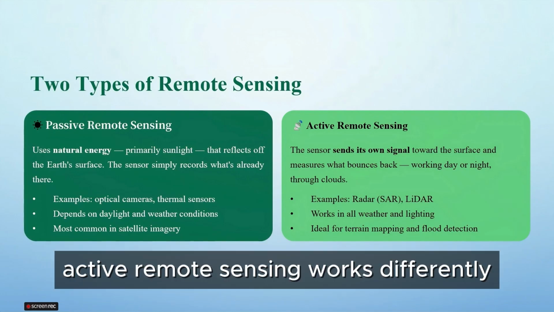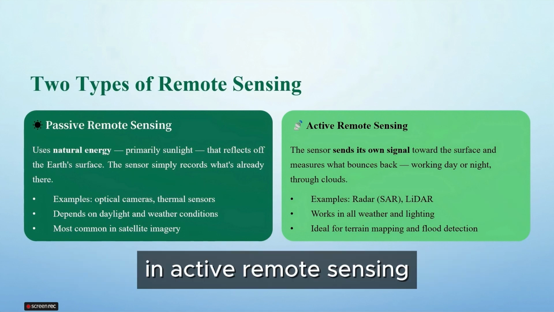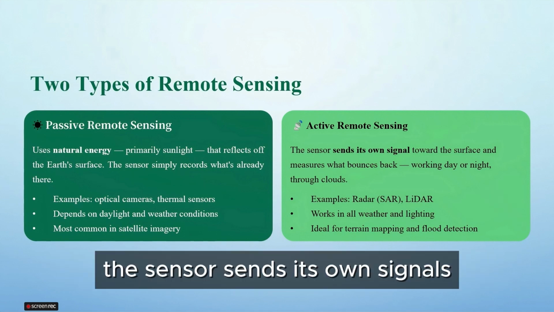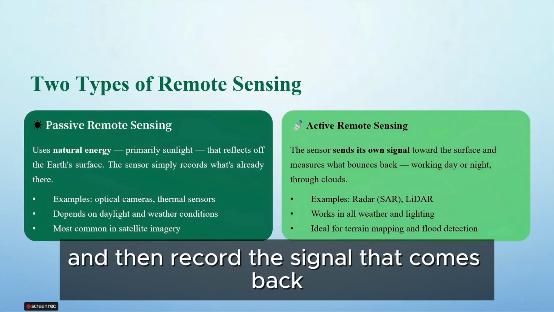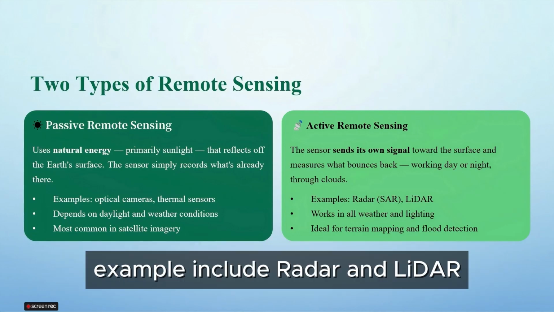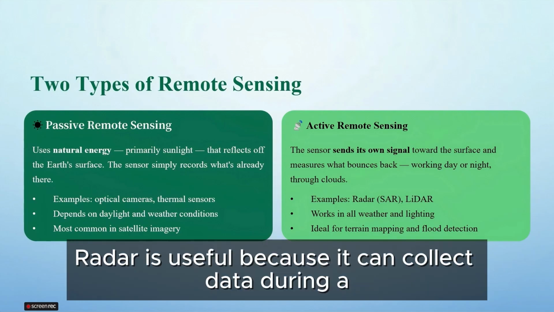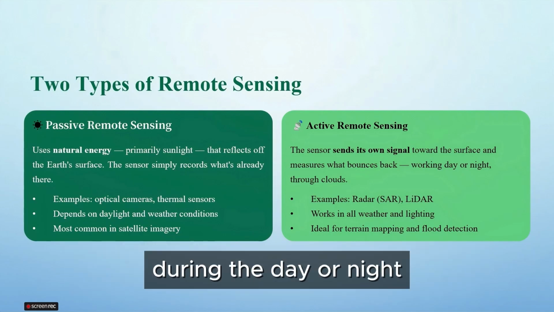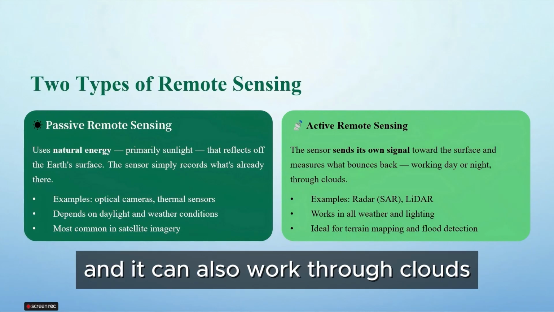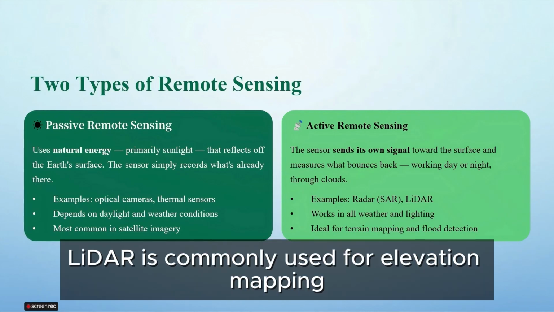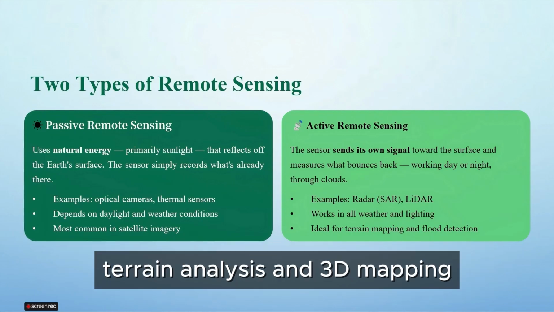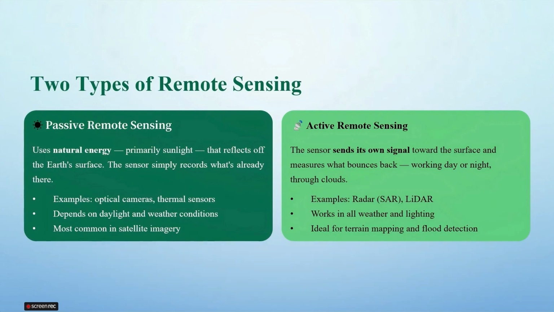Active remote sensing works differently. In active remote sensing, the sensor sends its own signals toward the Earth's surface and then records the signal that comes back. Examples include radar and LiDAR. Radar is useful because it can collect data during the day or night, and it can also work through clouds. LiDAR is commonly used for elevation mapping, terrain analysis, and 3D mapping.